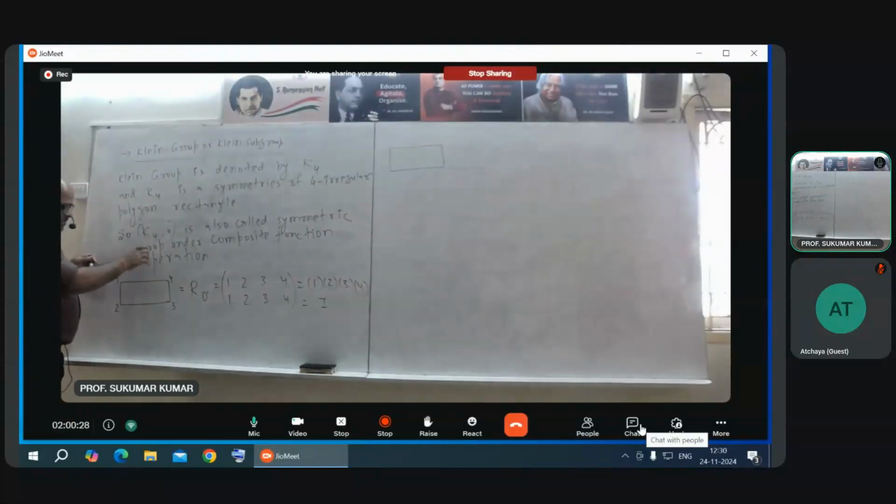A 90-degree rotation will give me this type, which is not the same. Same means this position will come again, and we complete a 180-degree rotation. This is the rotation. Complete 180-degree.